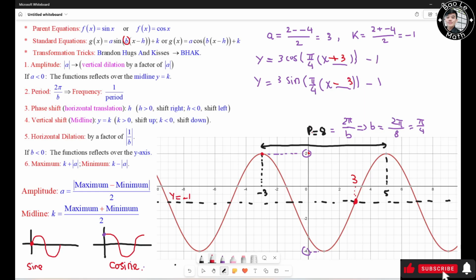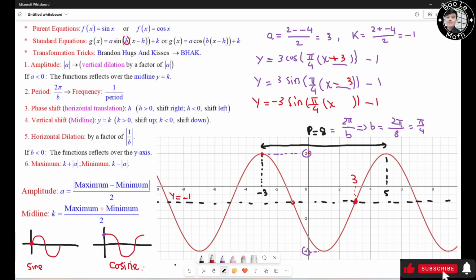Now, you could pick this point right here. If you pick this point, you see that the sine function starts from the midline, and this one is upside down. This one is the reflection of this function right here over the midline. So you have y equals negative 3 sine of pi over 4 times, leave the blank, minus 1.